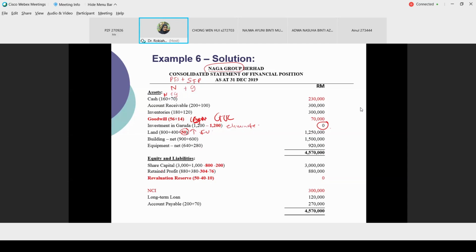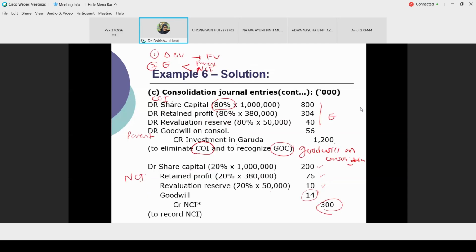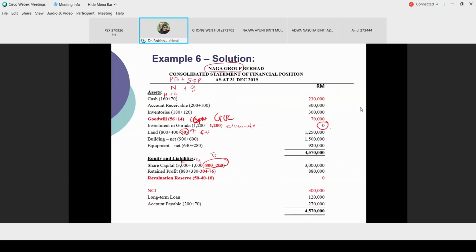And then for the equities here, this one is for Naga, this one is for Garuda, but they need to be eliminated here. Eliminate here refers to this previous journal entry. This one is eliminated, the one that we eliminate. So we debit share capital here, which means we need to minus 800, we need to minus 200 here. Okay. So that's why we minus 800 from the parent, 200 from NCI. Yeah? Okay, so now it becomes 3 million.